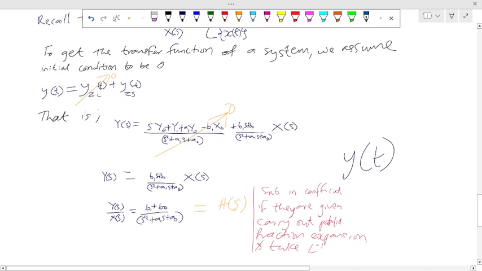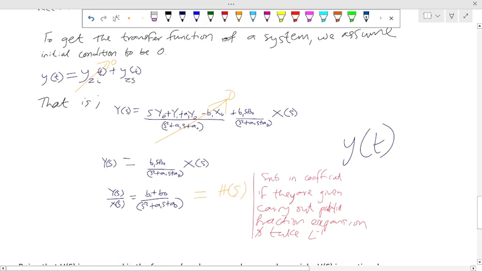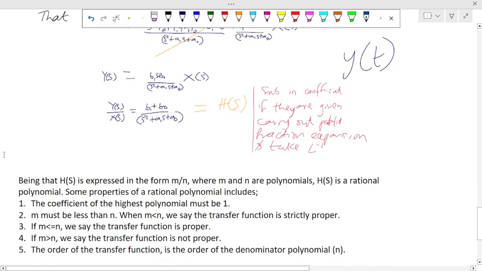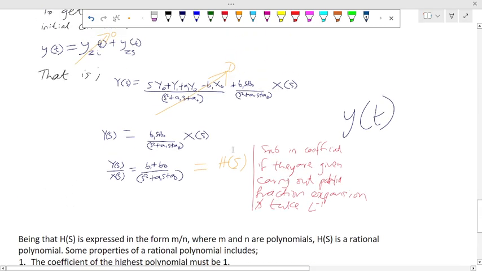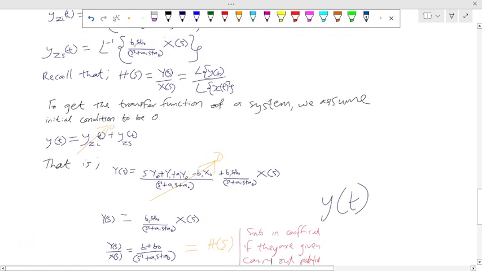So we'll stop here in this video, and in the next one we'll talk about some properties of this transfer function, because understanding these properties will help us carry out some operations. We'll also talk about partial fraction expansion too.